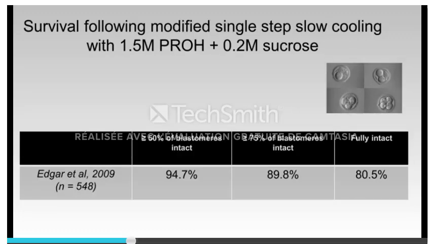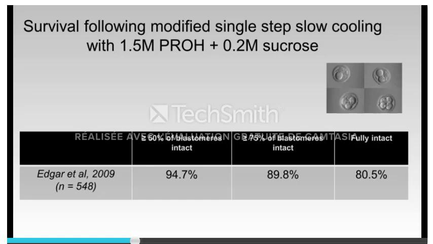It can be improved, and our own group spent a lot of time developing a method, a single-step protocol for dehydration of the embryos prior to slow cooling, using an increased level of sucrose as well as shortening the process significantly. And we showed that we could increase overall survival to around 95%, with around 80% of the embryos being fully intact and about 90% of them having minimal blastomere loss.